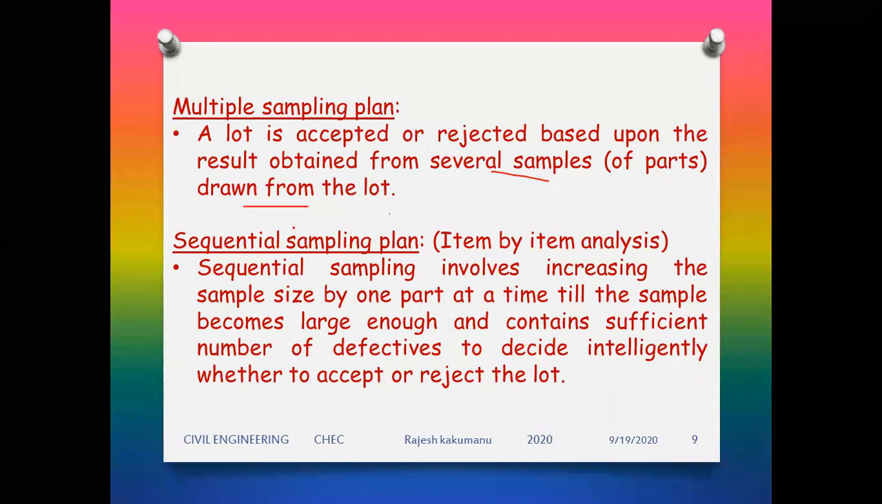Next one is the sequential sampling plan. So these are the plans divided by the item analysis. So what happens here, the sequential sampling involves increasing the sample size by one part at a time till the sample becomes large enough and contains a sufficient number of defectives to decide intelligently whether to accept or reject the lot.